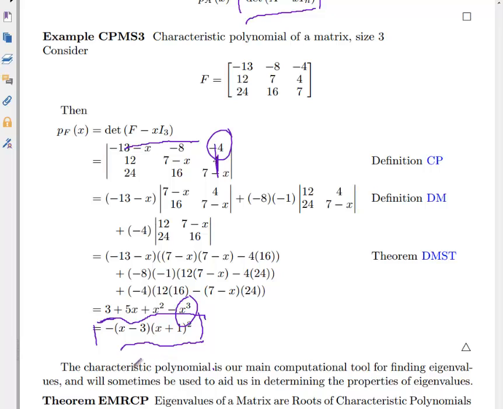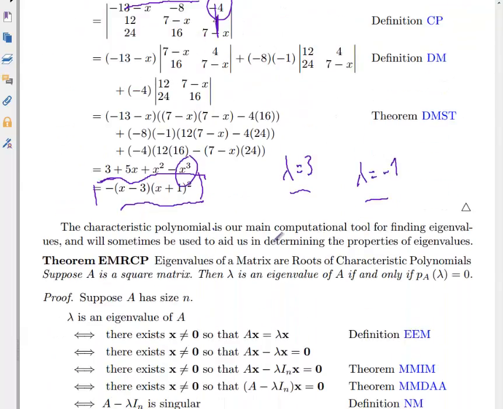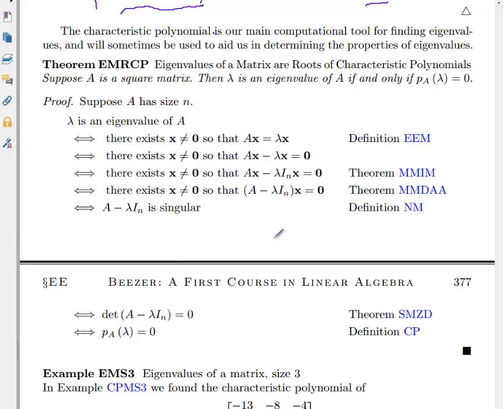Okay. Now, this gives me my candidates for lambda. So the two roots are lambda equals 3 and lambda equals minus 1. These are going to be my eigenvalues. Okay, so once I have my eigenvalues, I can plug in, take A minus eigenvalue times identity, find the null space, and that's going to give me my eigenvector. Okay, so let's summarize this.